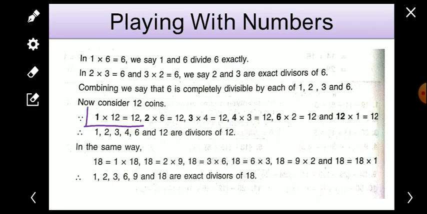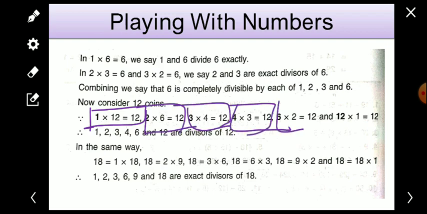Another example has been taken. Now consider 12 coins. How can they be arranged? 1 into 12, 2 into 6, 3 into 4, 4 into 3, 6 into 2, 12 into 1. Like this we can arrange.